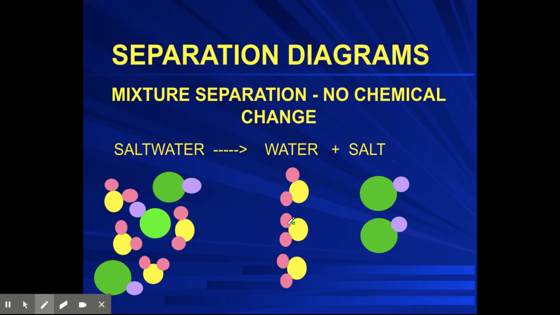On the other side, we get some water and we get some solid salt. We have a compound of water as a liquid, and we have a kind of liquid-looking salt, though it should be solid. So now we're looking at chemical and physical changes.